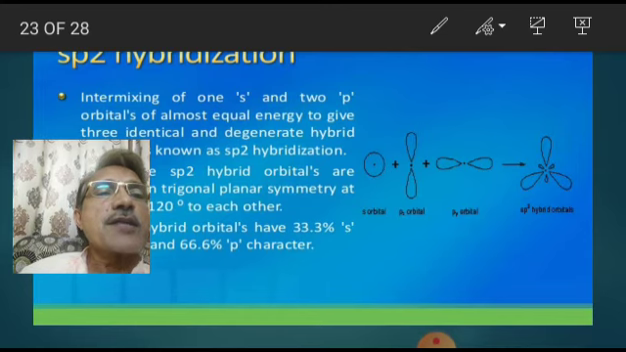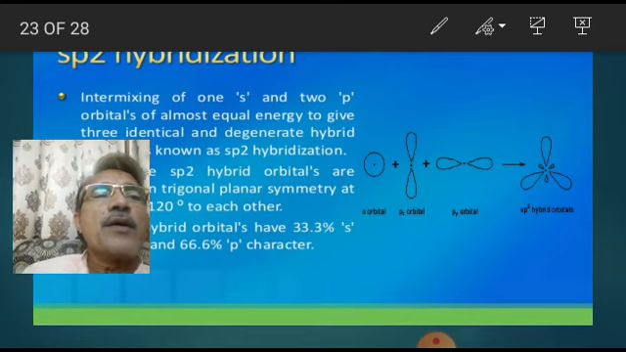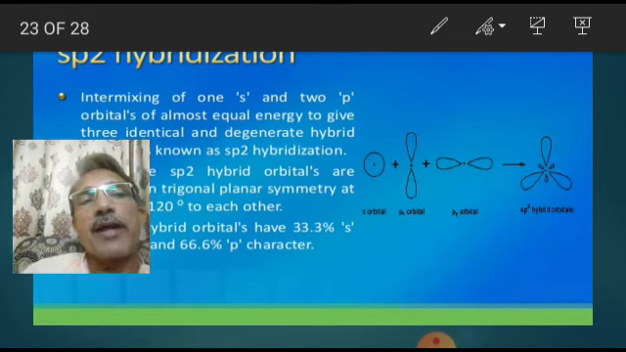Spherical shaped s orbital combines with the two dumbbell shaped p orbitals, resulting in three identical sp2 hybrid orbitals. So the angle between any two sp2 hybrid orbitals is 120 degrees. We also call it trigonal hybridization or triangular hybridization.